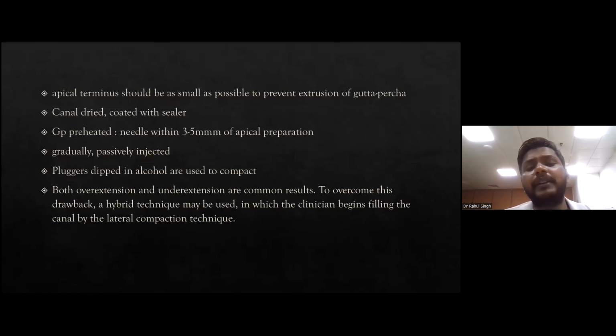To overcome this drawback, a hybrid technique may be used, in which the clinician begins filling the canal by the lateral compaction technique. So first you do a lateral compaction, then you sever the GP into the apical third, and then you backfill it with the thermoplastic technique. Lateral compaction gives you the advantage of length control, so that you don't overextend your GP, which is a disadvantage of this thermoplastic technique. So you first do your lateral compaction, and then you can carry on with your thermoplastic technique with the help of Obtura 3.